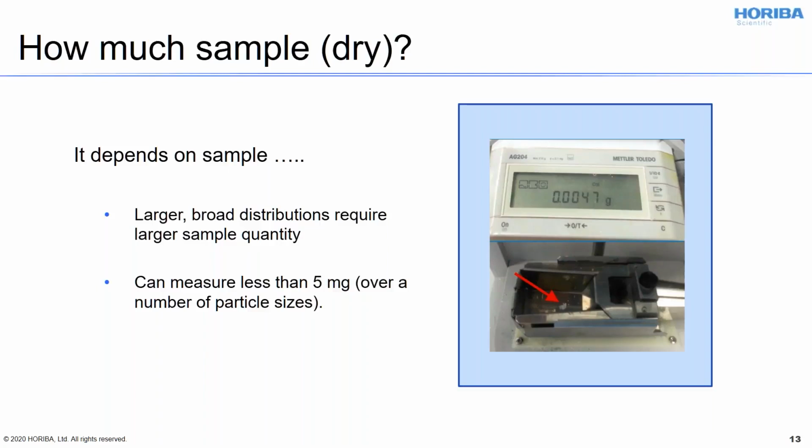To get a good measurement, really larger particles and broad distributions will require a larger sample quantity. Actually, a couple guys in the lab got into an argument about who could measure the least amount. And when they finally got done with the discussion, they were measuring about 5 milligrams of material repeatably for a number of different particle sizes. Now, of course, none of these samples have particularly broad distributions, but you can get very, very tiny amounts of material in a dry measurement if you need to.